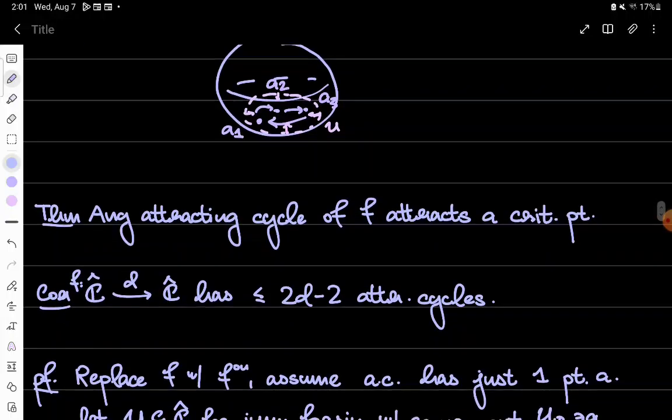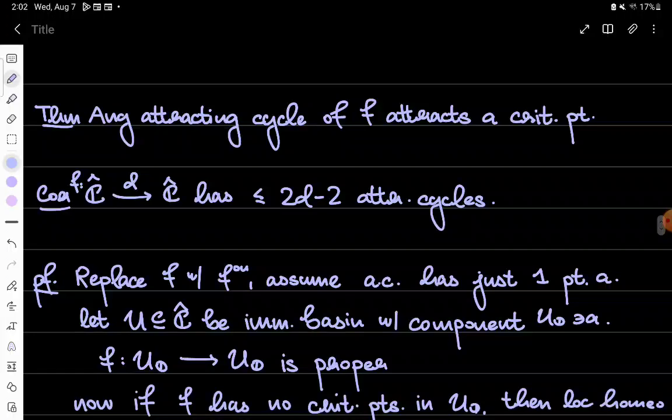So we're going to prove the following result, which is that any attracting cycle of f, let's say a rational function of degree d, attracts a critical point. And as an immediate corollary, since we know that the number of critical points for a rational map of degree d is 2d minus 2, this tells us that there are at most 2d minus 2 attracting cycles. Okay, so let's go through the proof.